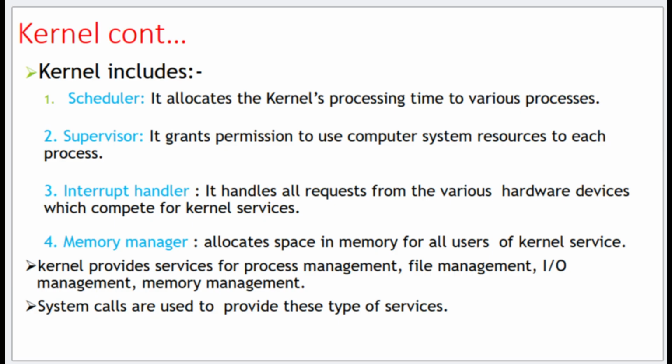Supervisor. It grants permission to use computer system resources to each process. 3. Interrupt handler. It handles all requests from the various hardware devices which compete for kernel services. 4. Memory manager. Allocates space in memory for all users of kernel service. Kernel provides services for process management, file management, I/O management. Memory management system calls are used to provide these types of services.